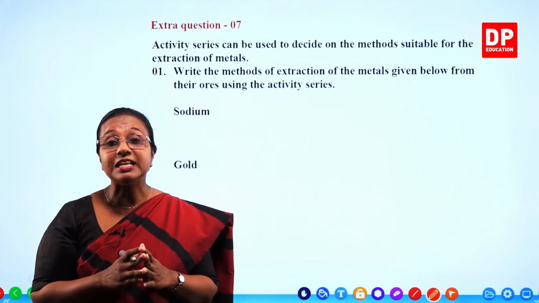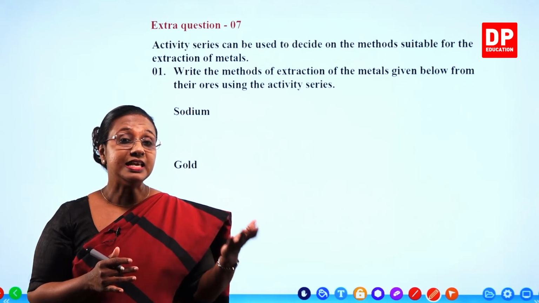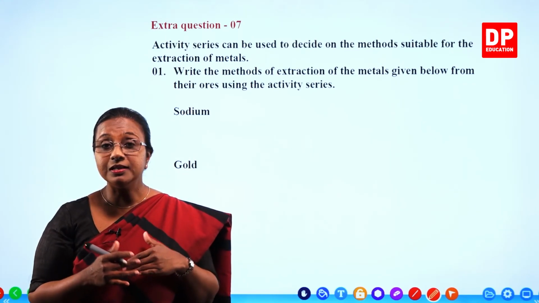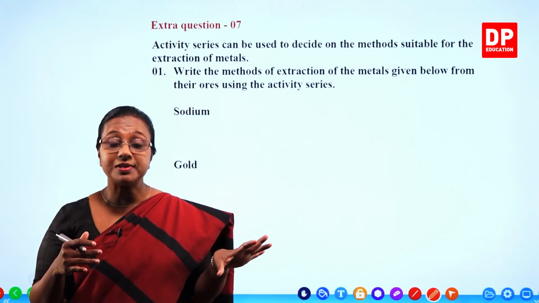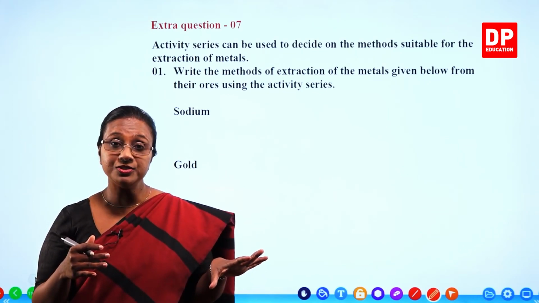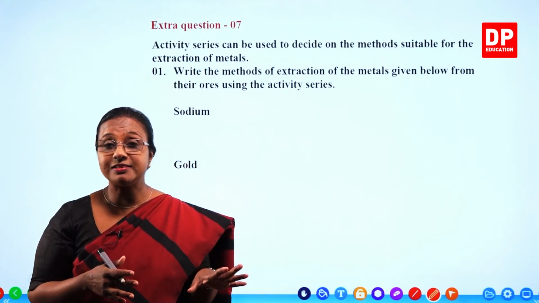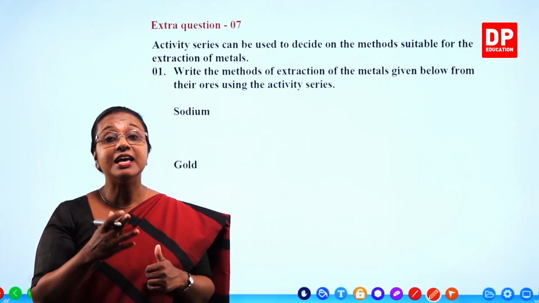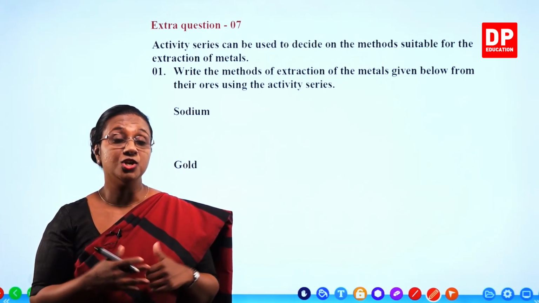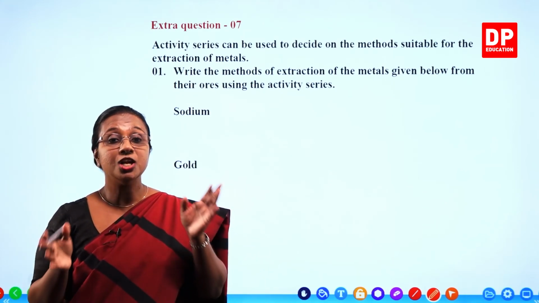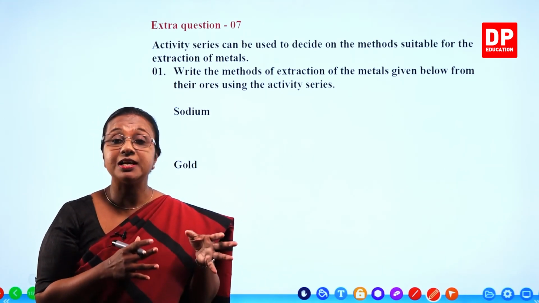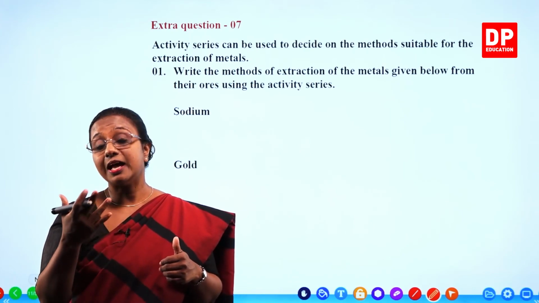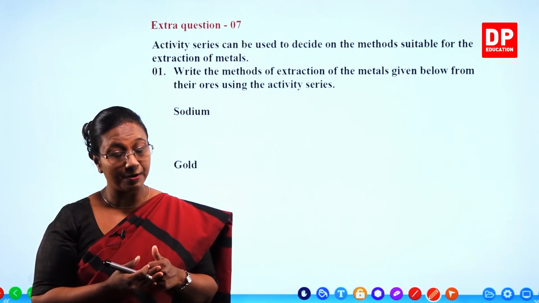But the moderately reactive metals like zinc, iron, copper, tin, lead, those are present again in the form of compounds and they need to be extracted using an element or a compound. We just discussed the extraction of iron before this. So, we use a reducing agent to reduce the metal from its compound. So, the reducing agent can be an element or a compound.